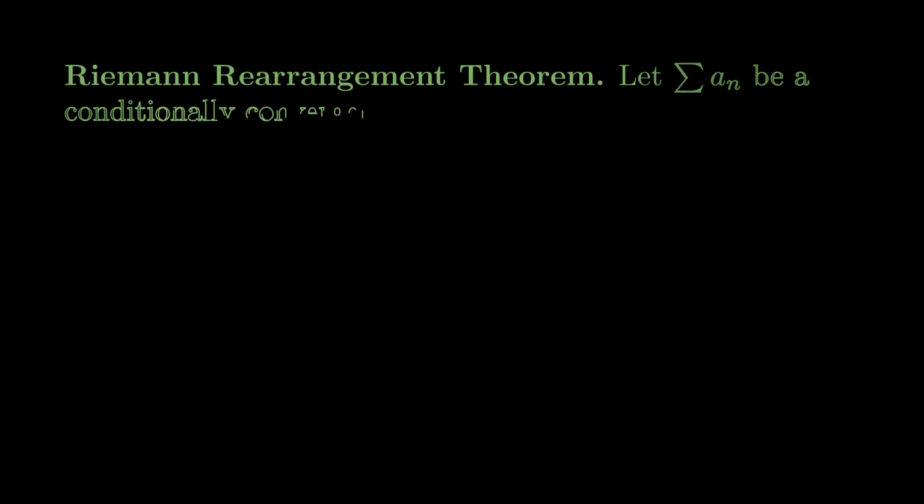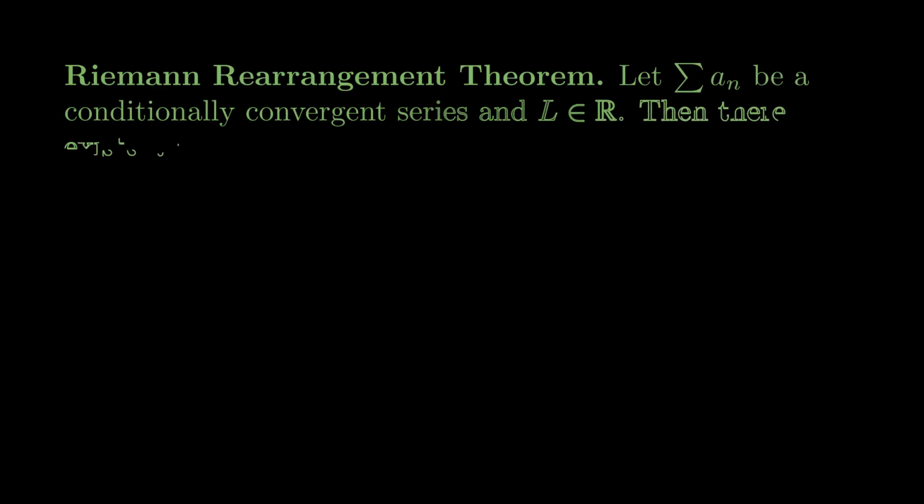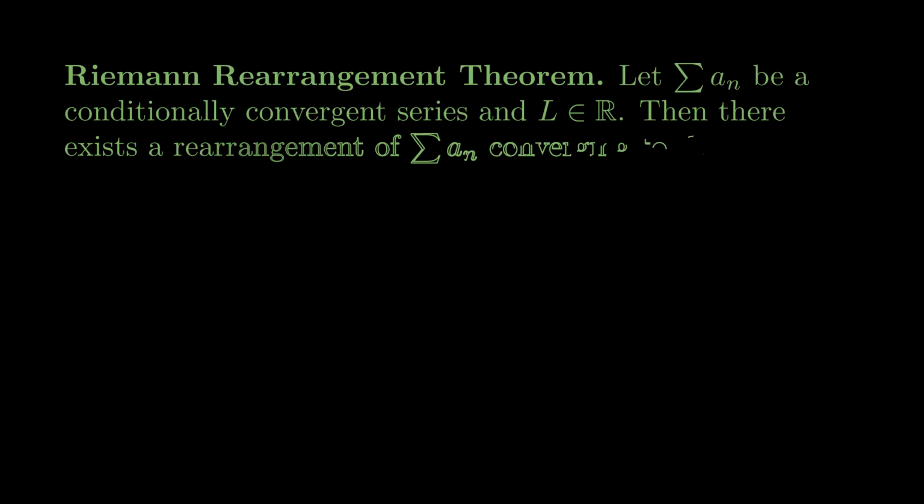Let the sum of a_n be a conditionally convergent series and let L be a real number. Then there exists a rearrangement of the series converging to L. To prove this, let's define two related sequences.